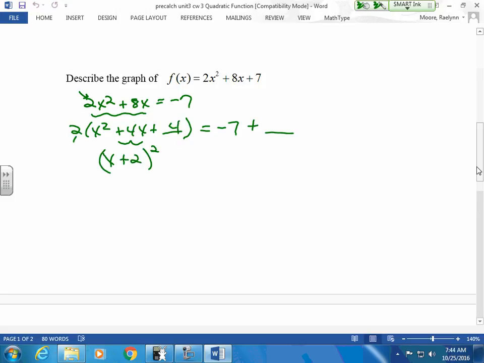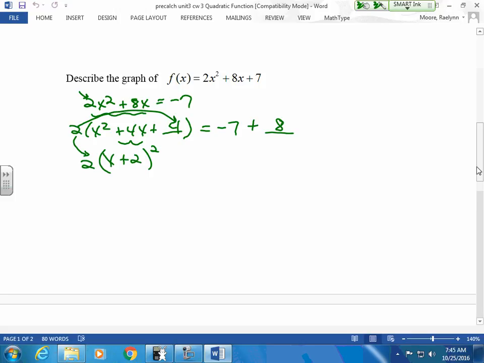Now, this 2 comes down here. This little 4 is trapped in this parentheses. Because it's really not x squared. Isn't it really 2x squared? So it's really not 4. What is it? 8. So I have to distribute this and then add it to that side, because it's trapped inside that parentheses. I have to get it out.